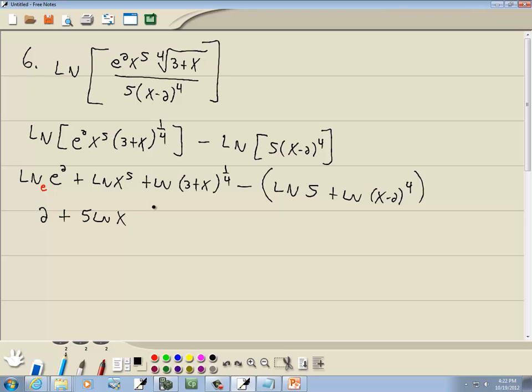So we've got 5 natural log of x. Here the main thing happening is the 1/4 power. So we can put it out in front. So we've got 1/4 natural log of 3 plus x. Now this negative is going to flip the sign of everything here. So this becomes a minus natural log of 5 minus, and here we got a power, so we can put that out in front. So that becomes 4 natural log of x minus 2.